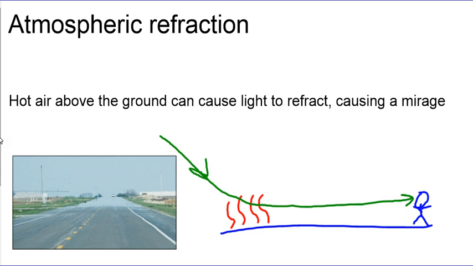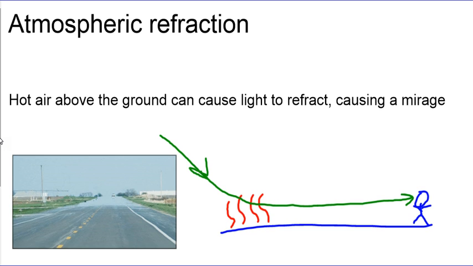A conceptual item here is for mirages. The reason why you see a mirage is because the hot air above the ground causes the light to refract. I've shown a diagram here. You have the light coming in from the sky, and as you have these heat waves, it actually changes the medium of the air, and it refracts the light to your eyes. So it will bend the light to your eyes due to that change in temperature above the ground.